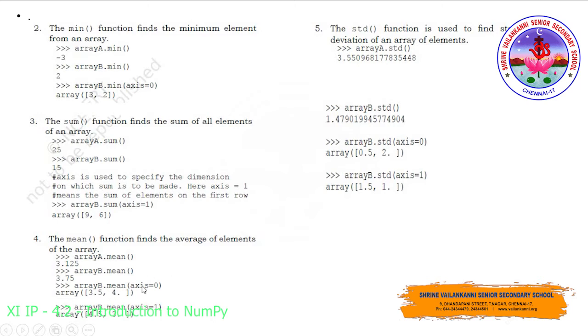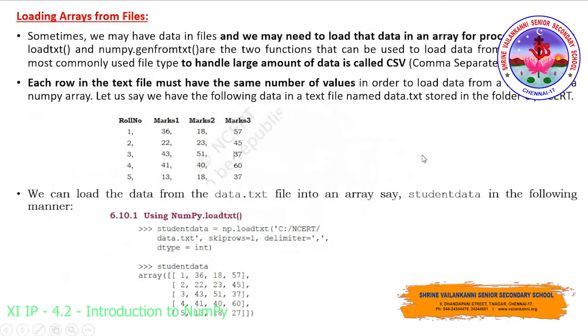Again, axis equal to 0 means a row-wise operation, and axis equal to 1 means a column-wise operation will take place. Similarly, for standard deviation, it works according to the formula of the standard deviation. So these are some of the statistical functions which you can perform on NumPy arrays.